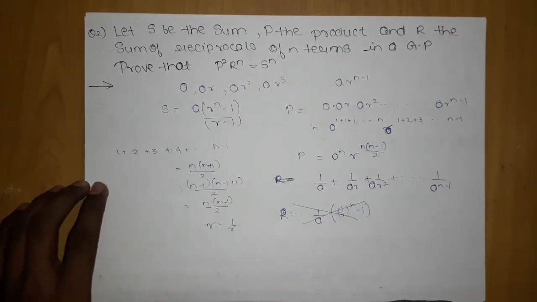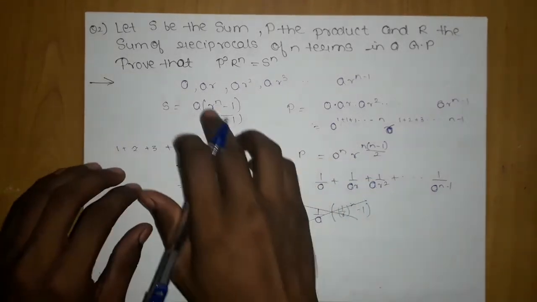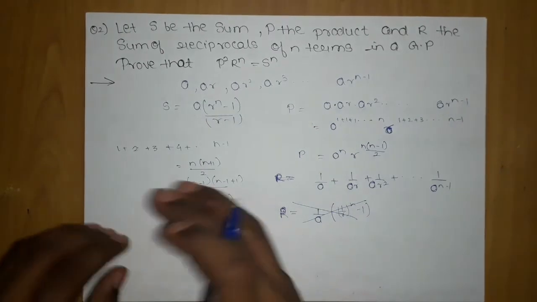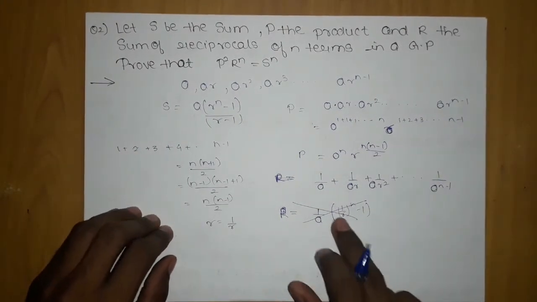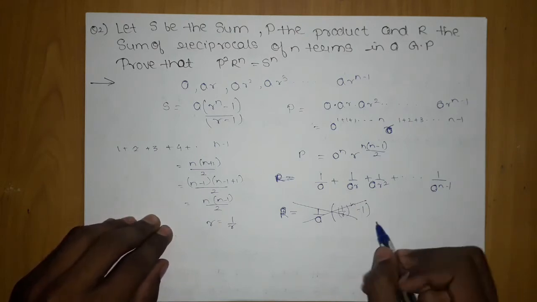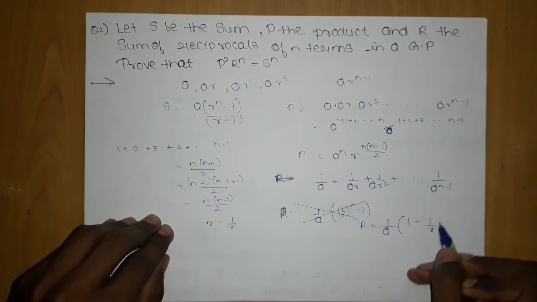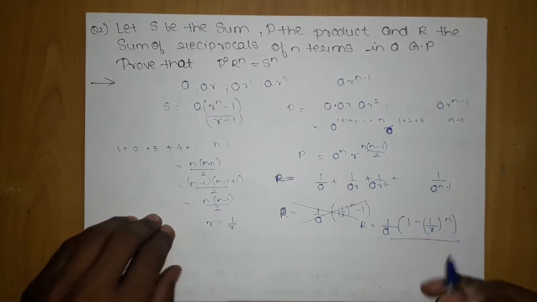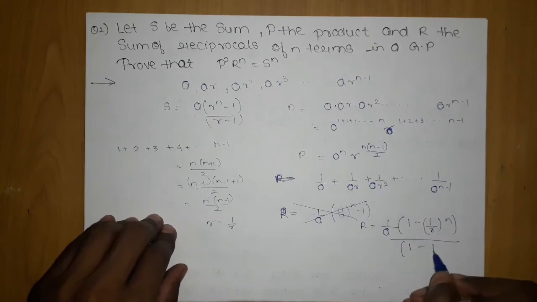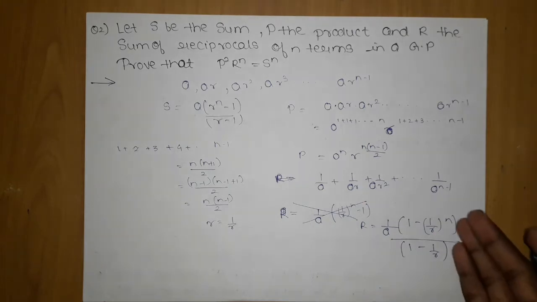When a reciprocal is taken, if r is greater than 1 in the original sequence, then it is not inverted and r stays at the bottom. If it is inverted, the r will be in the denominator. That is what becomes crucial. If you don't focus on this, your answer will be wrong. Here it is 1 by a upon 1 minus 1 by r to the power n, and similarly the bottom will be 1 upon r. Now, one more thing many children are confused about is why you are writing n terms.